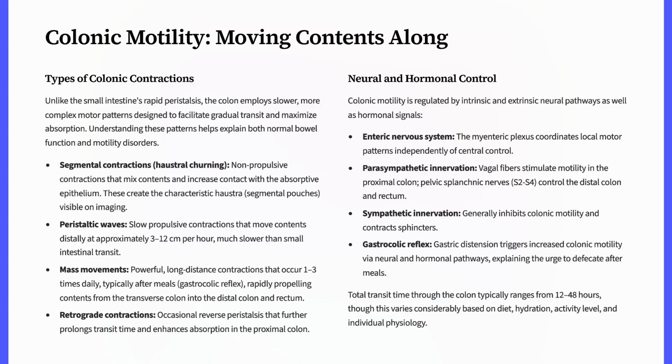Neural control involves the enteric nervous system providing local regulation, while the parasympathetic nervous system via the vagus nerve stimulates motility. Hormonal control includes gastrin and cholecystokinin, which increase colonic activity, particularly after eating.